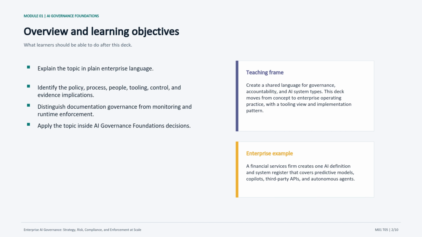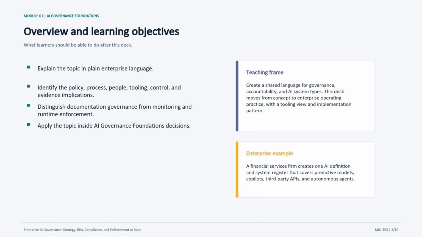Now that the topic is on the table, I want to set our learning objectives. By the end of this deck, the goal is not just to define types of AI systems, predictive ML, Gen AI, copilots, agents, and multimodal systems. The goal is to explain how it works inside an enterprise.